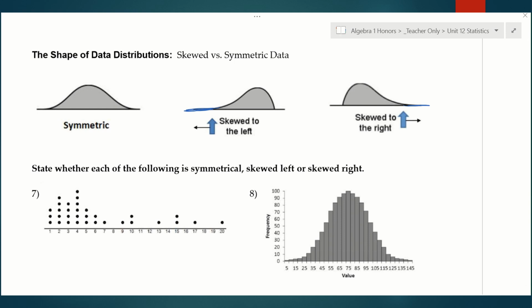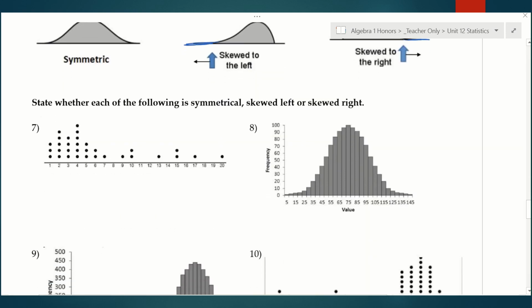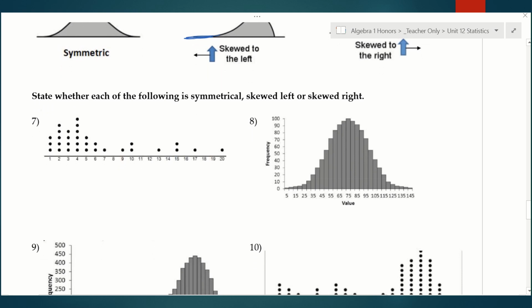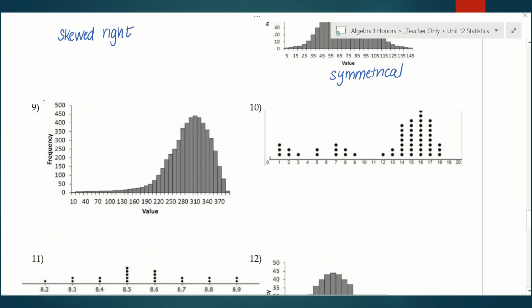So we're going to say for each of the following if it's symmetrical or if it's skewed left or skewed right. Number 7. Hopefully right away you can see it is not symmetrical, and just based on its shape, the tail is on the right, so we're going to say this is skewed right. Number 8, that looks symmetrical to me. Remember, symmetrical just means if you were to fold it in half, it would be the same on both sides. Number 9, definitely not symmetrical. You can see the tail end is on the left here, so this would be skewed left.